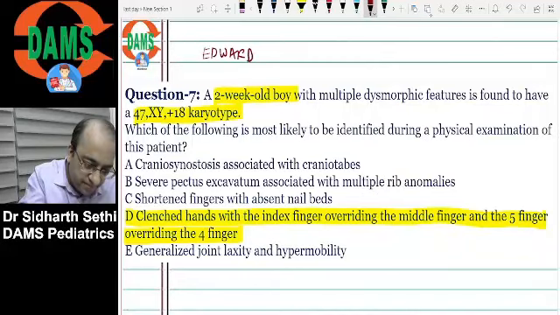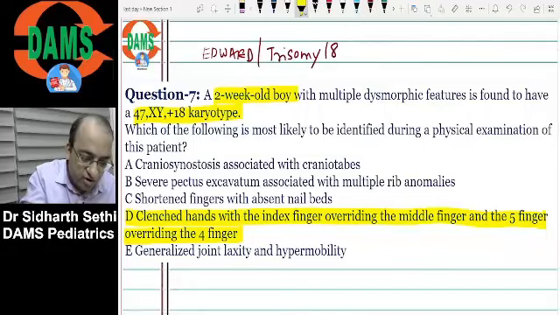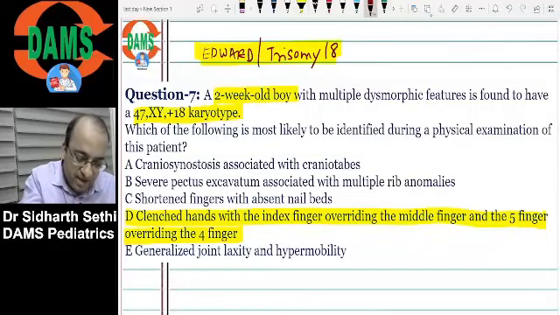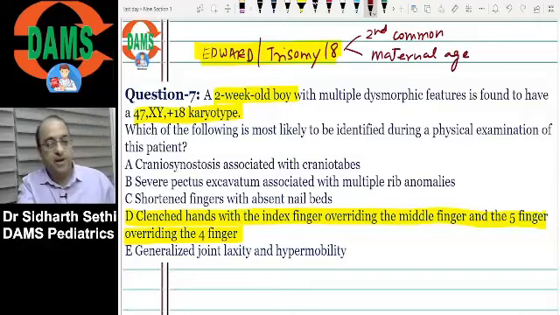Trisomy 18. The second commonest trisomy after Down syndrome is Edward syndrome, trisomy 18. It is also related to maternal age, just like Down syndrome.